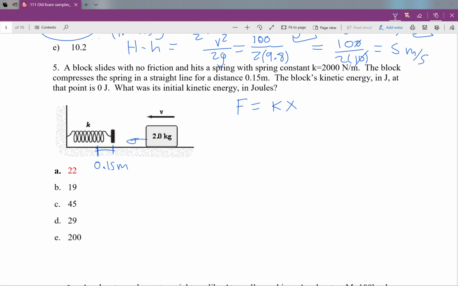So F restoring equals Kx. And if we want to find the work done by this restoring force, so essentially the change in energy by a spring, whether it's compressed by some distance delta x, then we can say that the work done by F is equal to the integral of the restoring force times dx, from one point to another, so from x0 to x final.